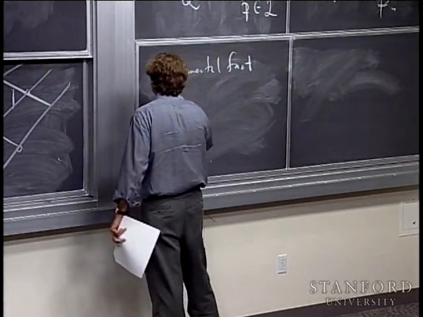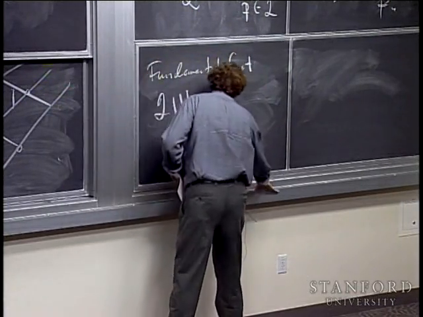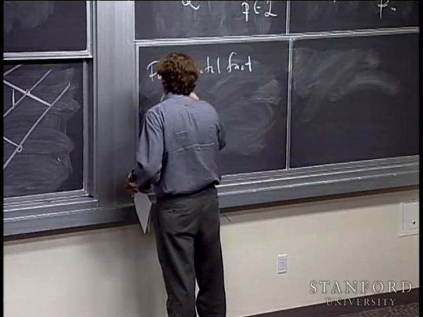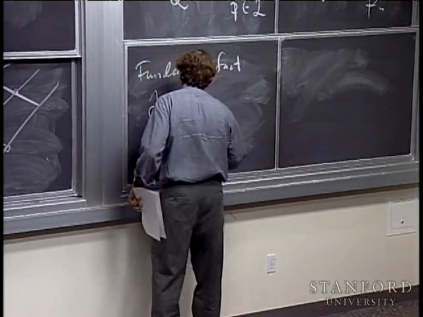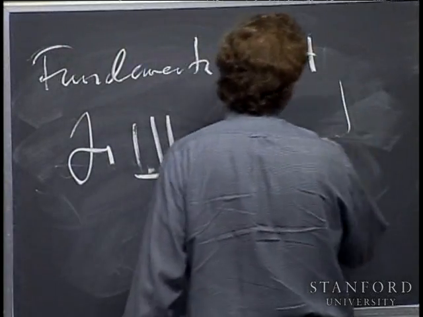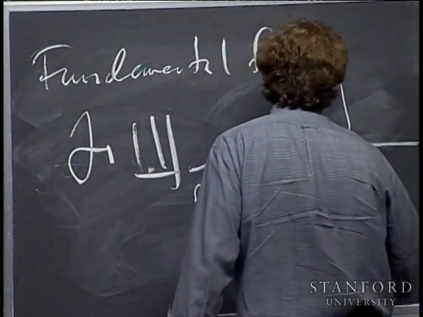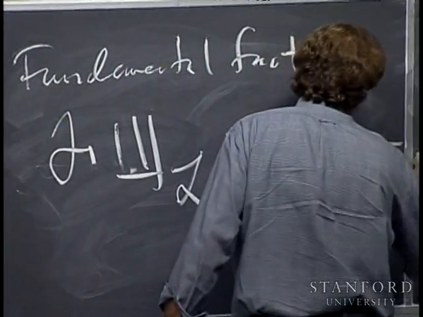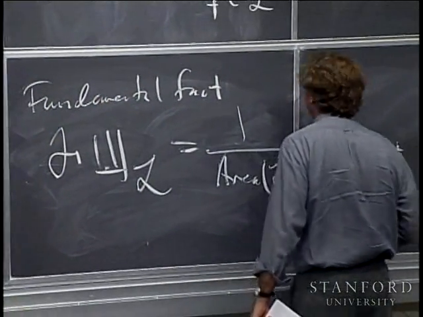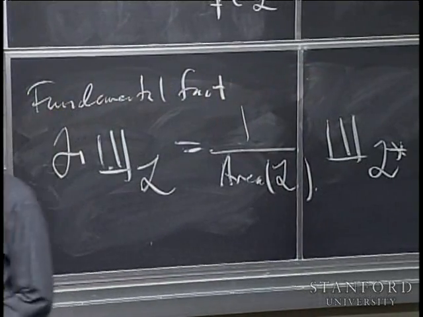Is that the Fourier transform? I've got too many F's and L's and everything else in here. The Fourier transform of the Shah function of the lattice L is a beautiful formula. It's 1 over the area of L times the Shah function of the dual lattice.